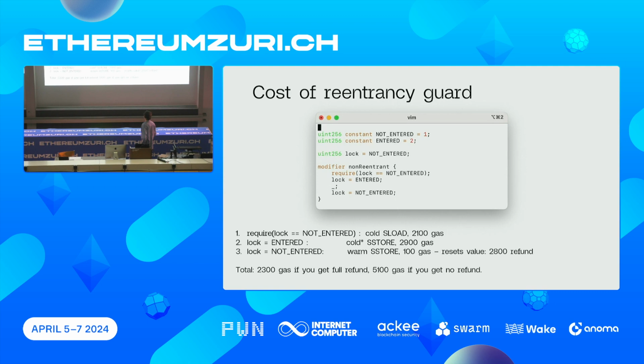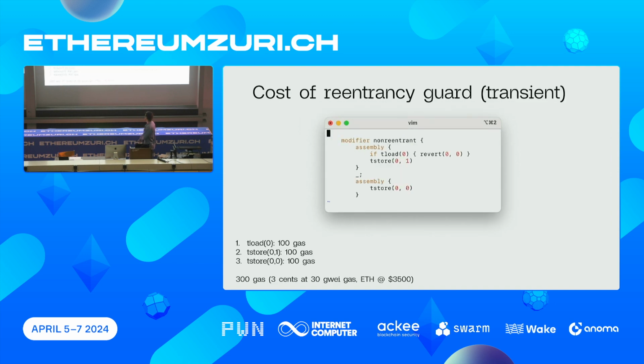So in total, we've got 5,100 gas spent, but we get 2,800 gas in refund from the resetting of the lock. So if we are using the full refund, it's only 2,300 gas. So this is the minimum cost of our reentrancy lock. Using transient storage, we don't have it in Solidity yet, I think, but we can use it in assembly.